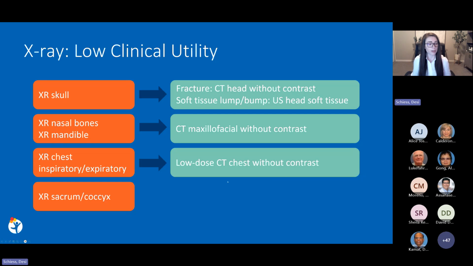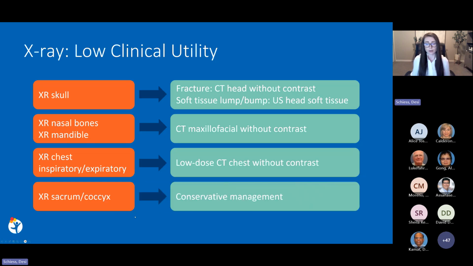And finally, x-rays of the sacrum and coccyx are challenging to interpret due to the immature osseous structures and are unlikely to change management anyway, so just do conservative management.